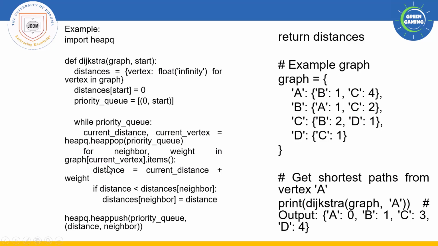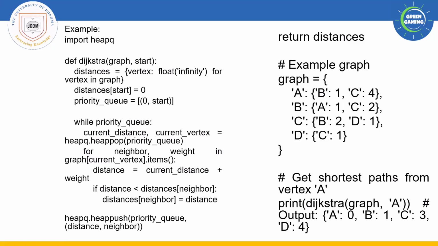Then we update our queue. How do we find the distance? We find the distance by taking the current distance plus the weight of each neighbor, right? So if the distance is less than the distance of the neighbor, then we set the distance of the neighbor equal to the distance we calculated here, right? After that, we heappush to our priority queue. So we are updating our queue, right? That's how it works.